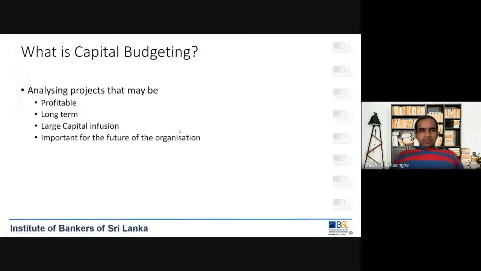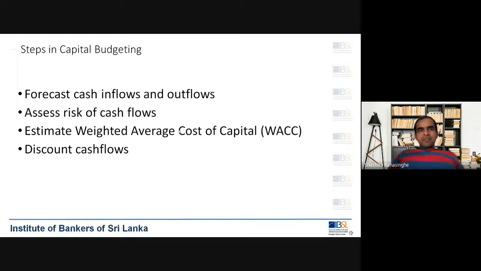Right, so getting back to where we were. Steps in capital budgeting, right? You need to forecast cash inflows and outflows. It's like preparing a typical budget. You have to forecast your inflows as well as your outflows. How are you receiving funds and on what are you going to spend?